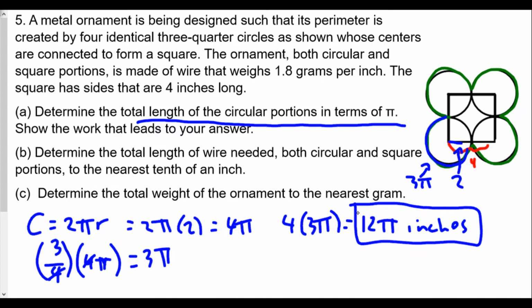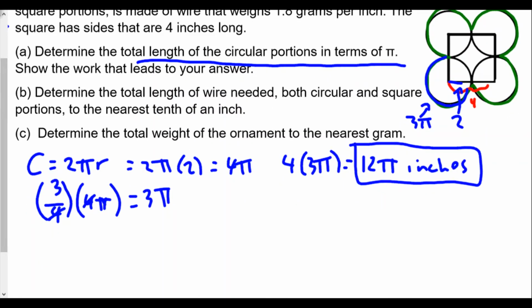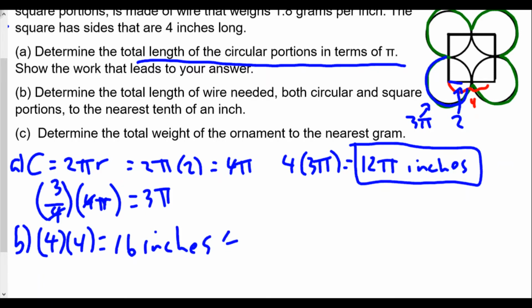Now the total length of wire needed, both circular and square portions. So the square portions, we definitely use the whole amount. So we know we want to find the perimeter of a square. So this is part A. Part B, we're going to take the side of the square. So we take 4 and multiply it by 4. We're going to get 16 inches. And this is for the square.